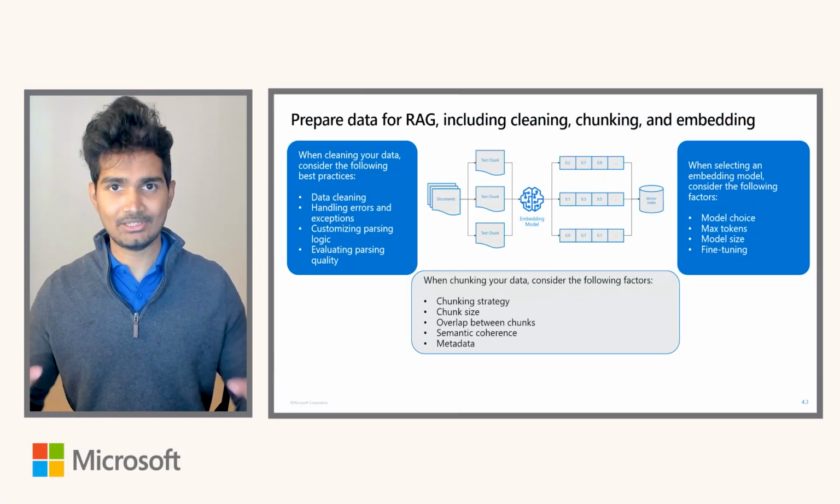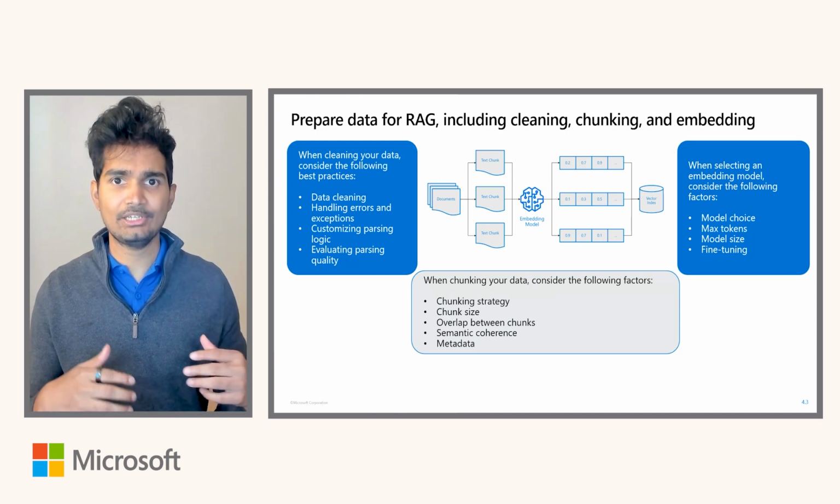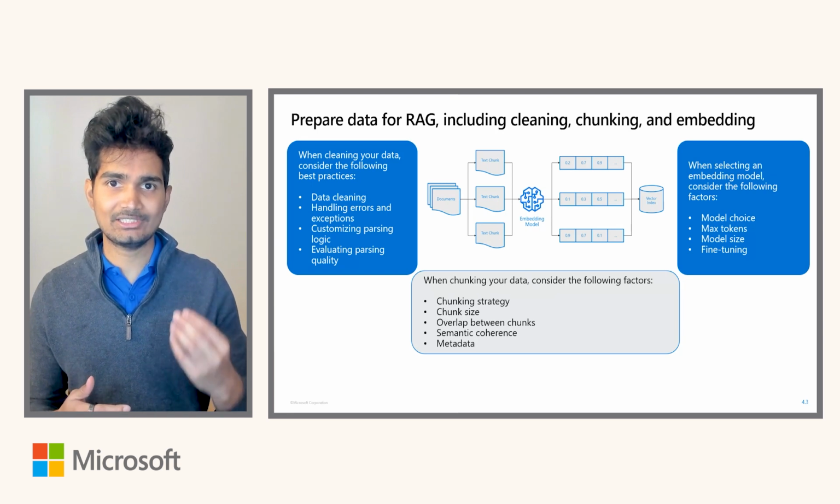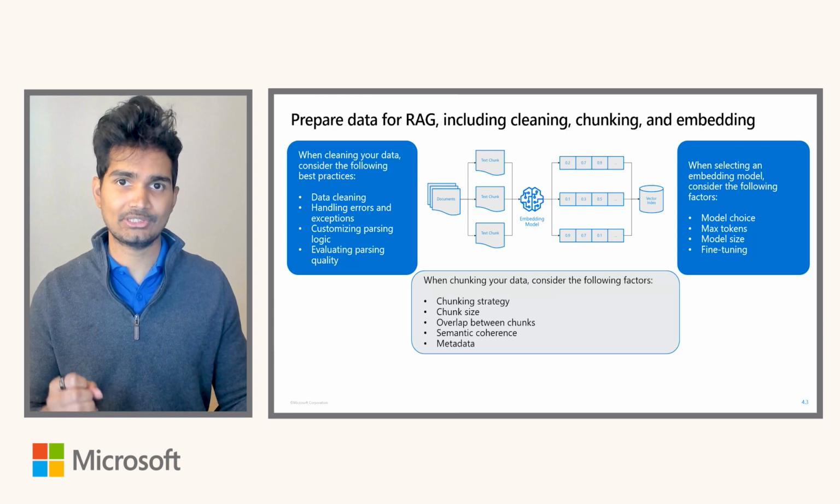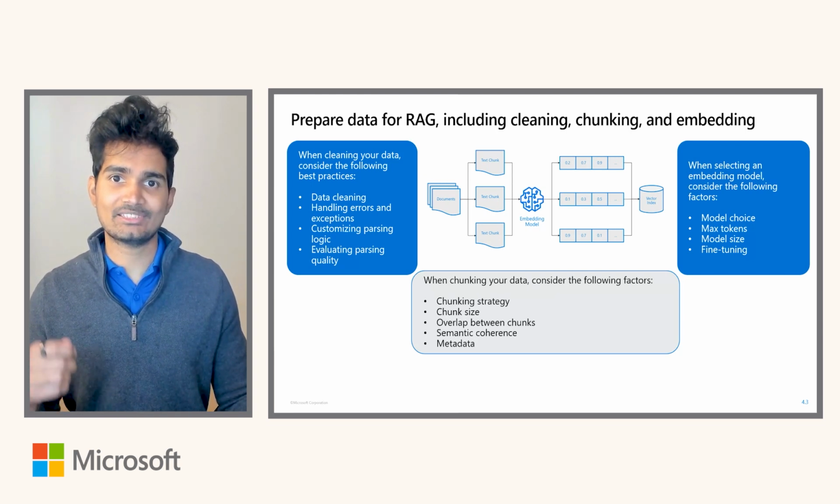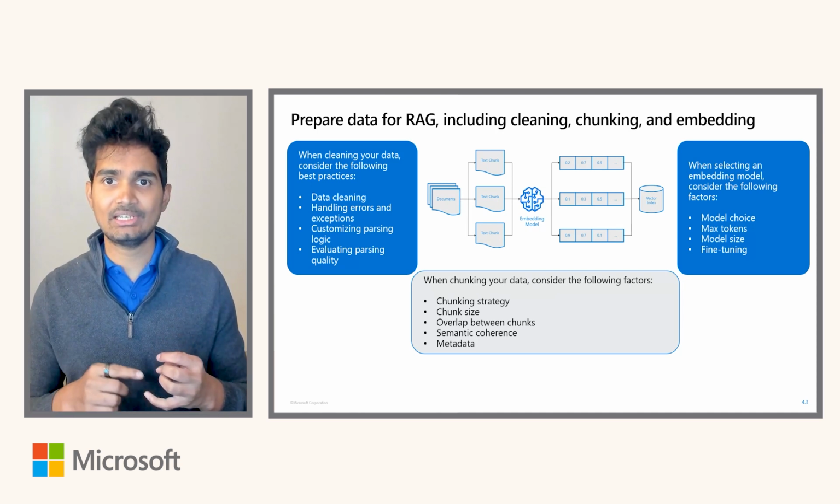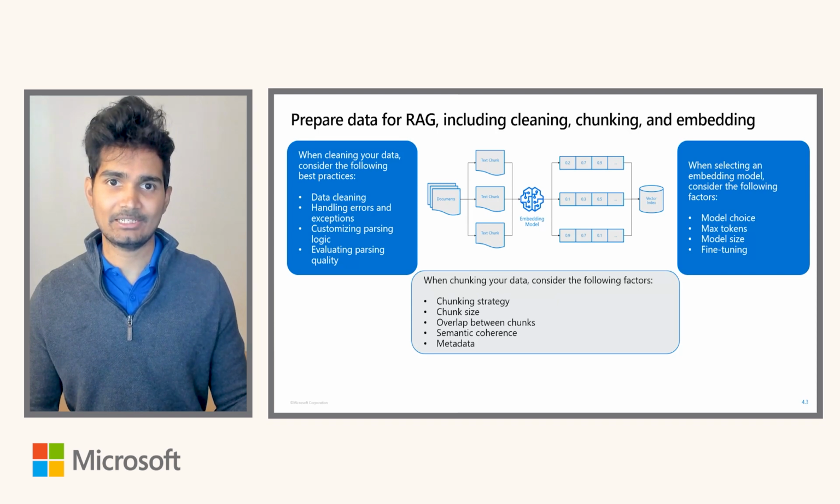The next step is to convert the text chunks into vector representation using an embedding model. An embedding model is used to convert each text chunk into a vector representation that captures its semantic meaning. When selecting an embedding model, remember to consider the model choice, the max token limit, the model size, and fine-tuning.